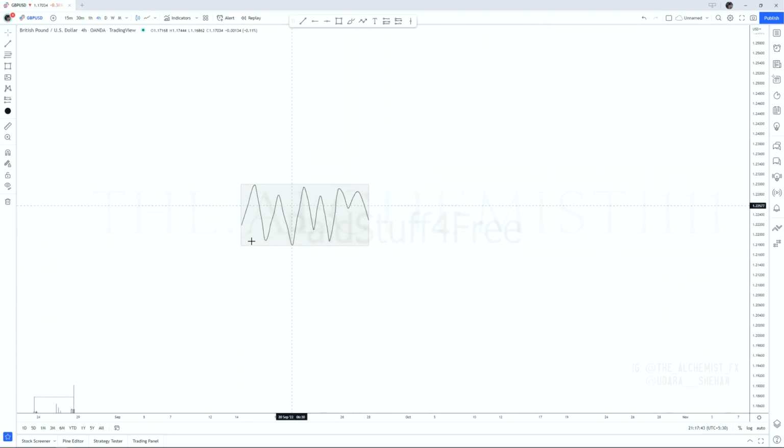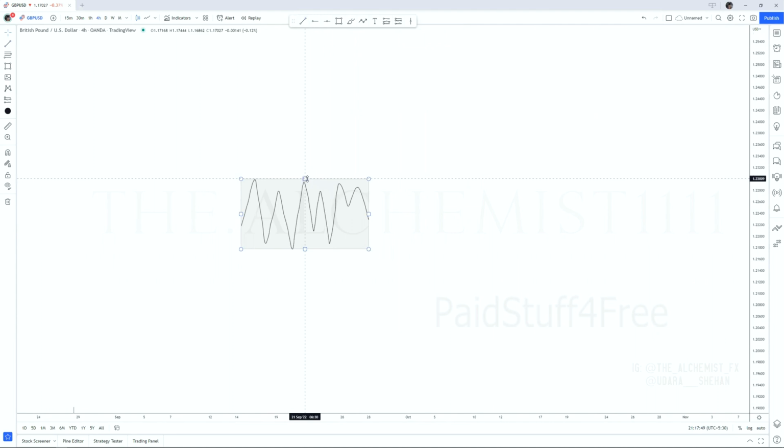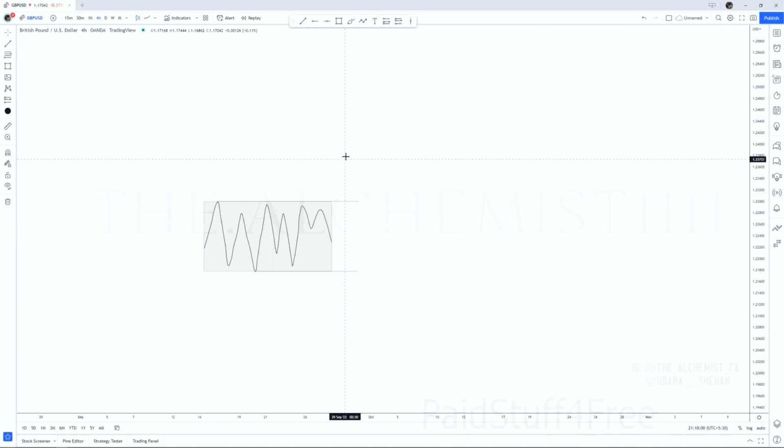So let's say this right here was Asia. Now there's a set of traders, the breakout traders. What will they do? They will be placing their buy stops above Asia and their sell stops below Asia. Because what are they expecting? They're expecting a move like this.